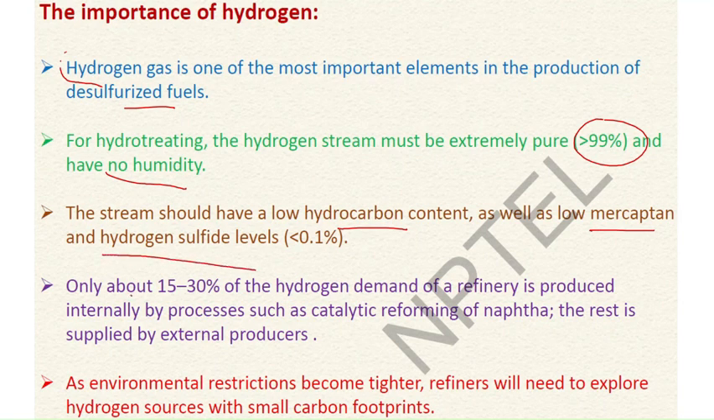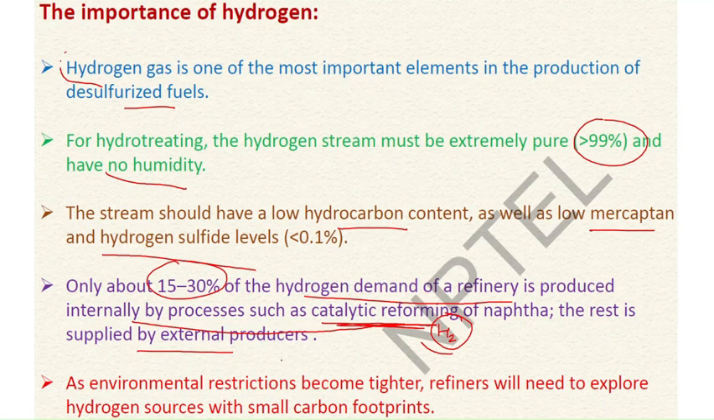Okay. Only about 15 to 30% of the hydrogen demand of a refinery is produced internally by processes such as catalytic reforming, and the rest is supplied by external producers. As studied in the reforming unit, a lot of hydrogen is produced. So only up to 15 to 30% of the hydrogen demand of the refinery is fulfilled by catalytic reforming or the internal units.